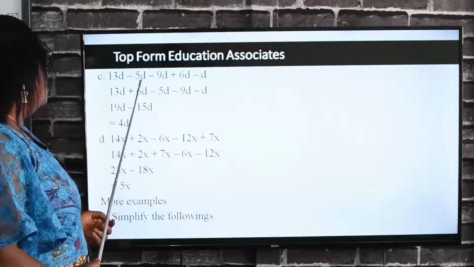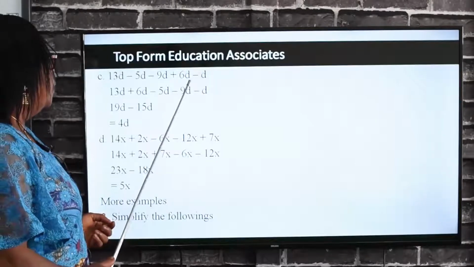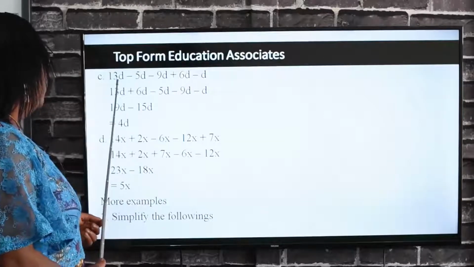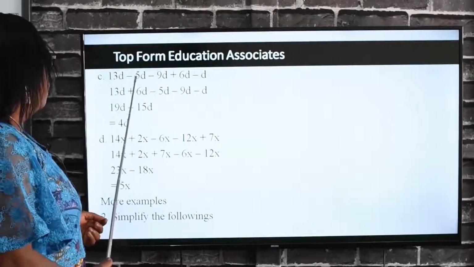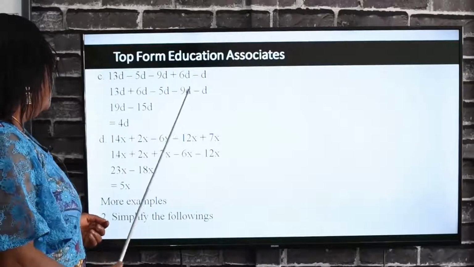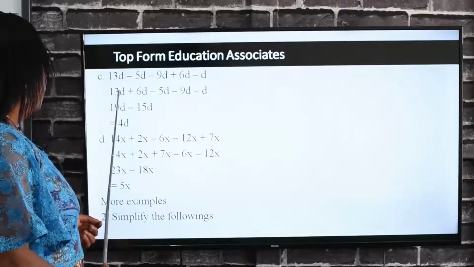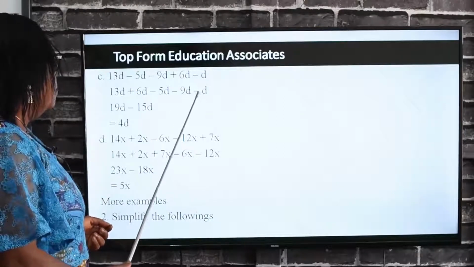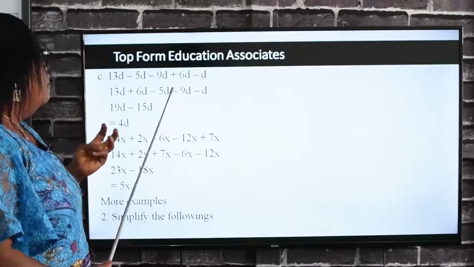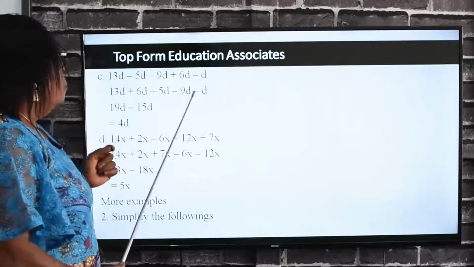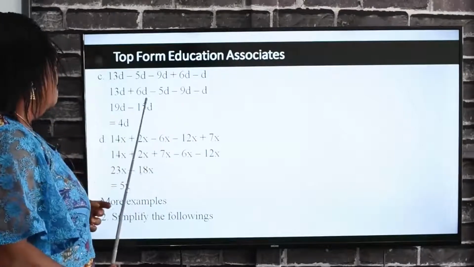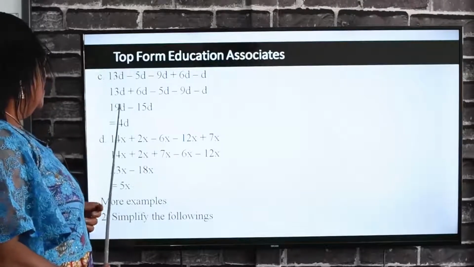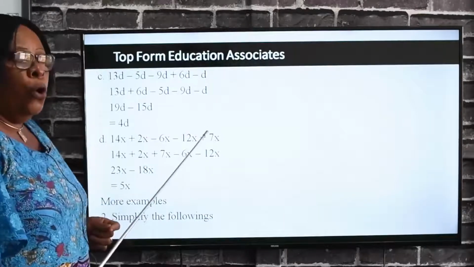C, 13d minus 5d minus 9d plus 6d minus d. Collect the positives. We have 13d plus 6d. Then minus 5d minus 9d minus d. So 13d plus 6d gives us 19d. Minus 5d minus 9d minus d is minus 5 minus 9 minus 1. Put them together, you will have 15, but it is still in the negative. That's why we have minus 15d. So 19d minus 15d is equal to 4d.